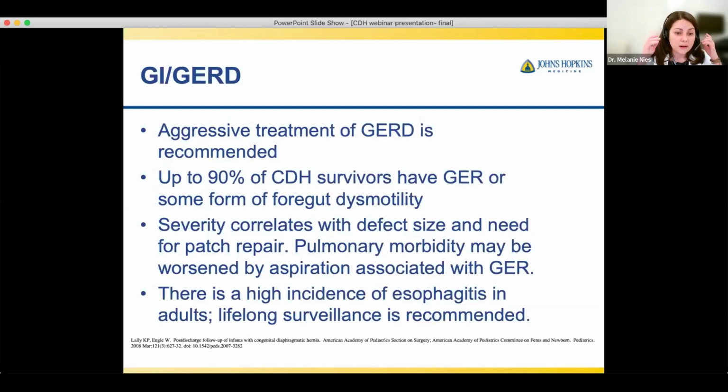Reflux is quite common, as was mentioned, and it does make sense in terms of correlation with defect size and whether a patch repair is needed. And also children are at risk for not only refluxing, but then potentially aspirating. So again, lifelong surveillance here. But again, we also hook you up with those resources. Next slide.